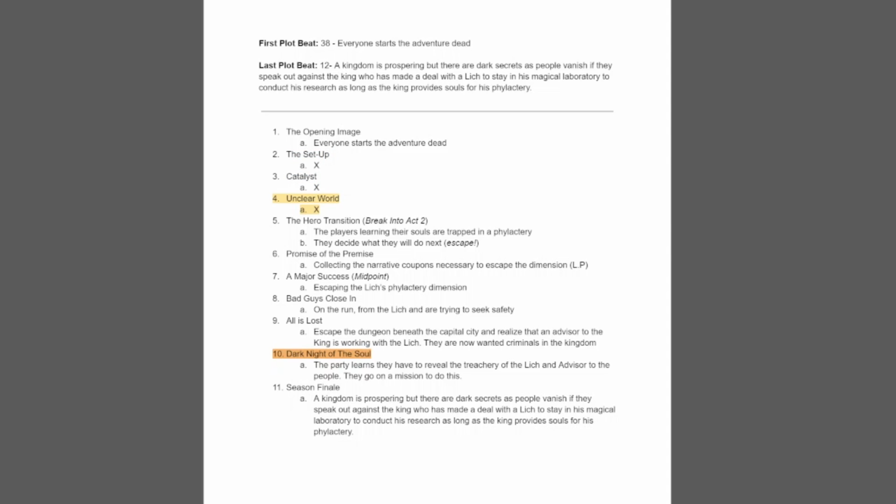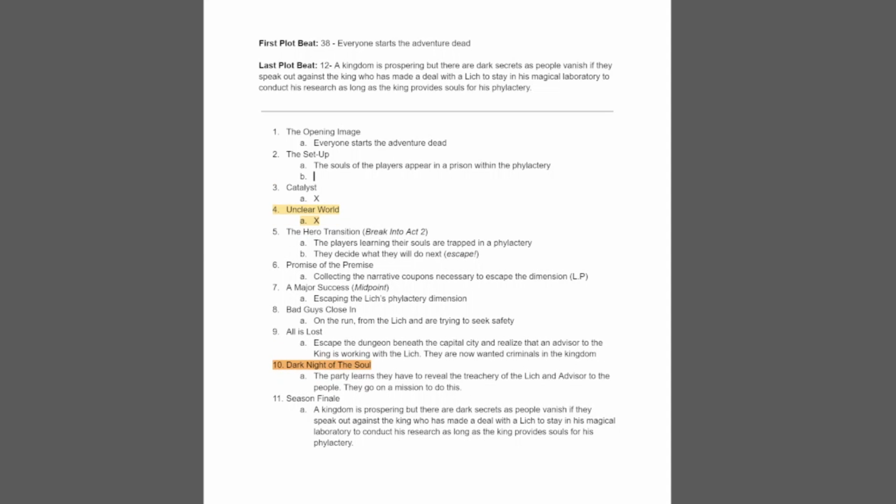So Setup and Catalyst are basically our start to the campaign, right? And what is going to be this start? Well, we want to make it big. We want to make it epic. We're setting things up. So perhaps these souls start in some type of prison. So the setup is the souls of the players appear in a prison within the phylactery. And this whole setup is they escape this soul prison dungeon, or whatever it is.